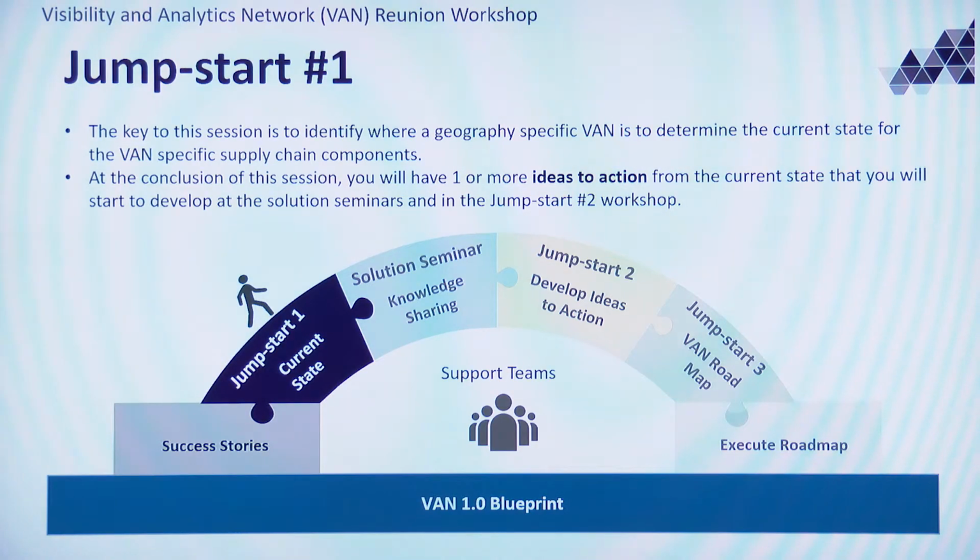Our Van Jumpstart journey is comprised of really three different Jumpstart sessions: Jumpstart 1, 2, and 3. In Jumpstart 1, we're really trying to understand what are those ideas to action, what are those supply chain components that are really limiting our ability to advance our implementation of our van. So Jumpstart 1 is going to really understand what are those components and what are those ideas to action to improve the constraints that are currently in our supply chain.